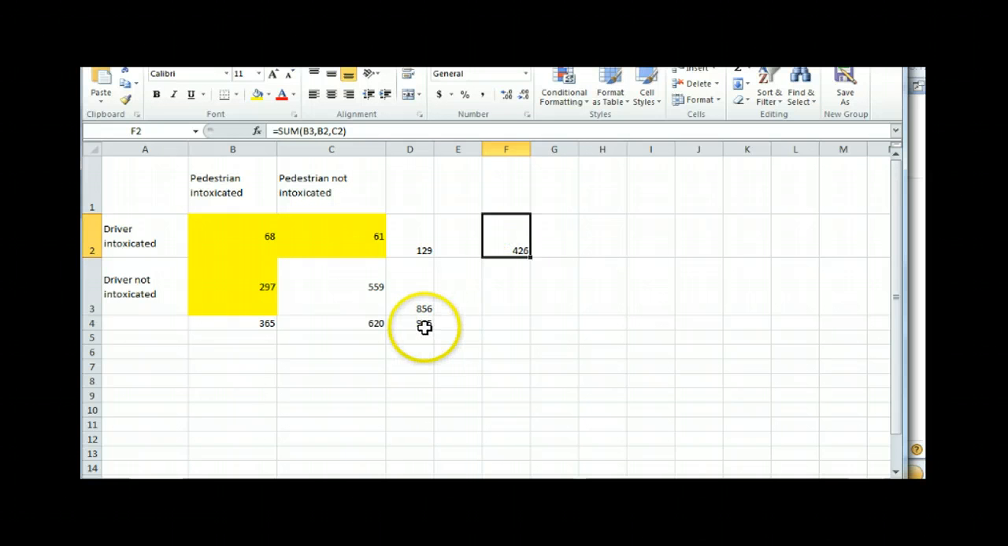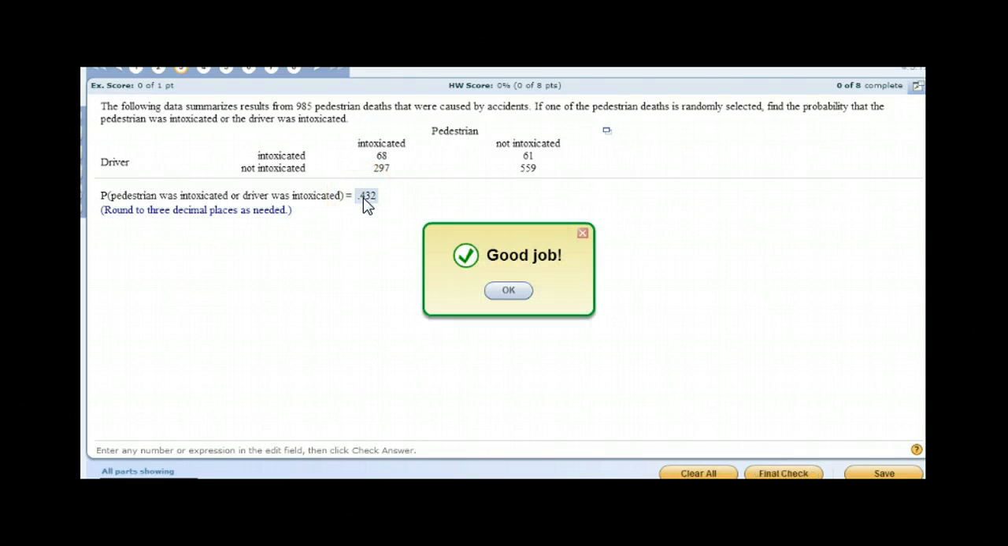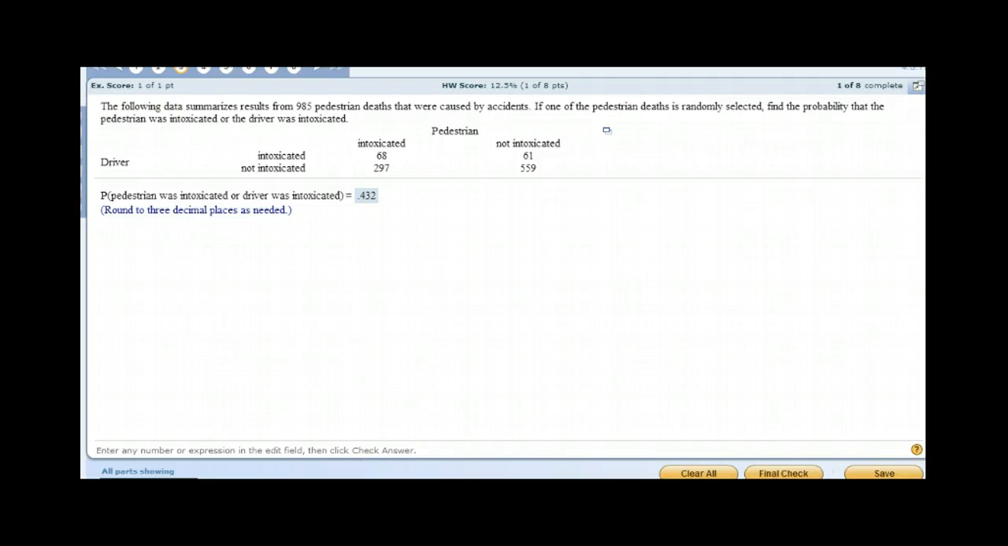So 426 over 985 is my probability, but they want it in decimal form rounded, so I'm going to write equals 426 divided by 985 is my total. Hit enter. So 0.432, to 3 decimal places. Alright, and that's how we use that table feature on the calculator, on the Excel, to do those. It's fine, you can do it by hand, you can do it either way you want to.